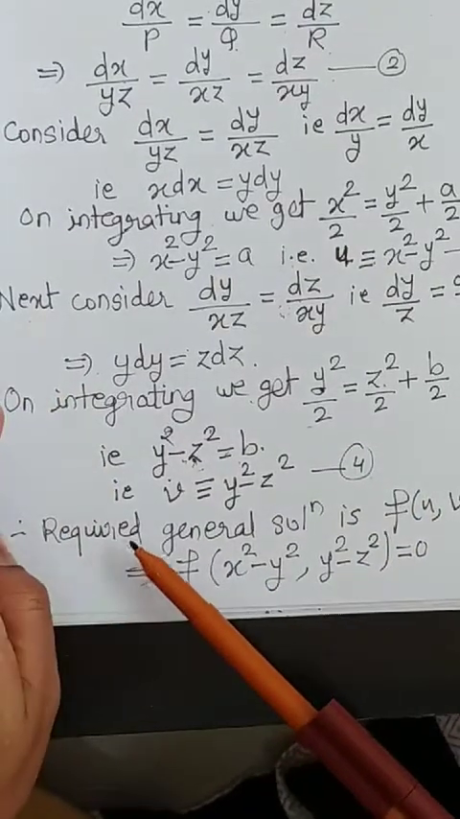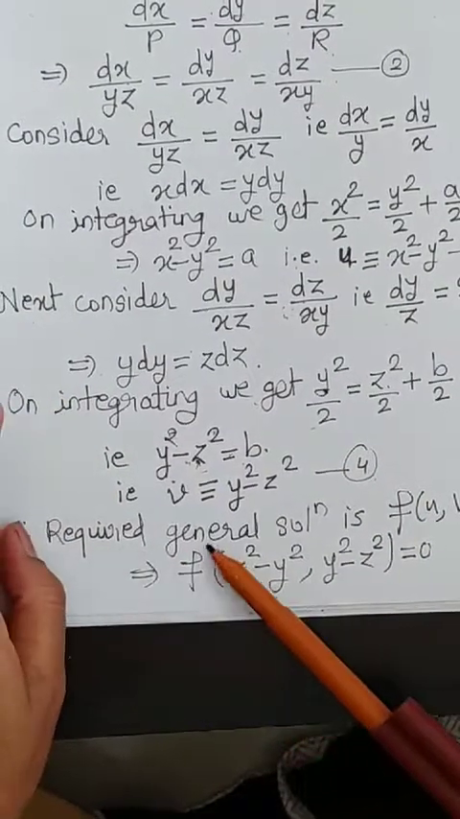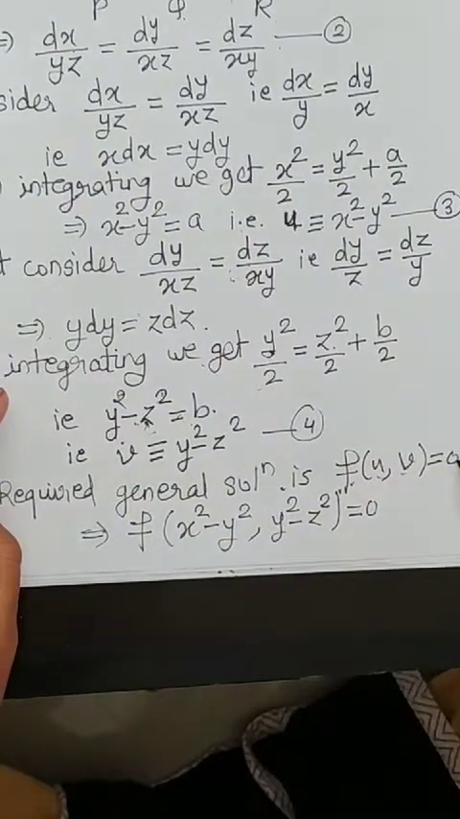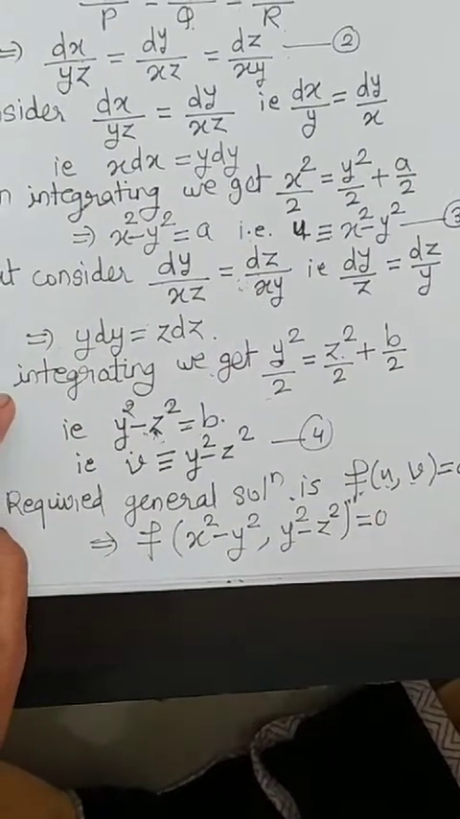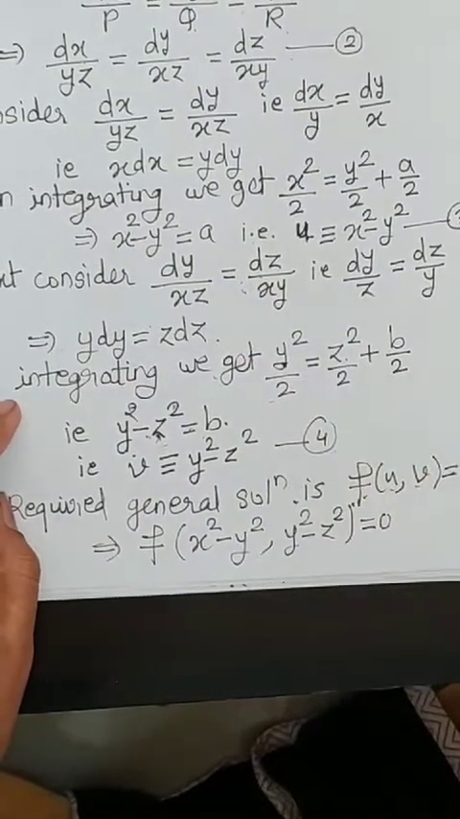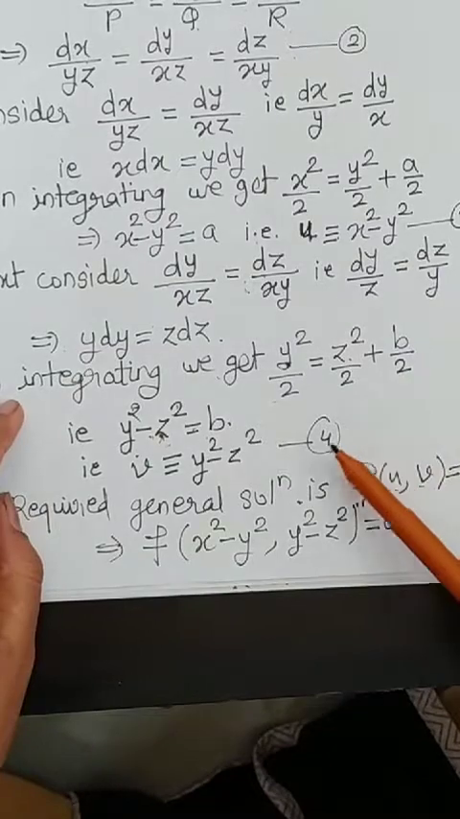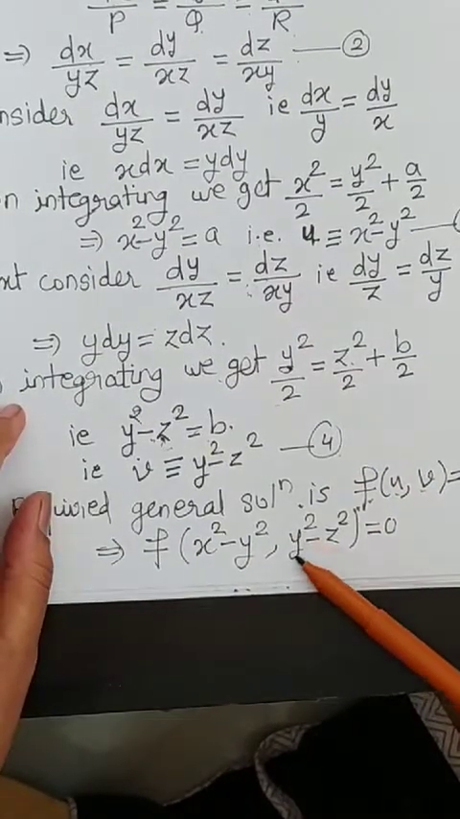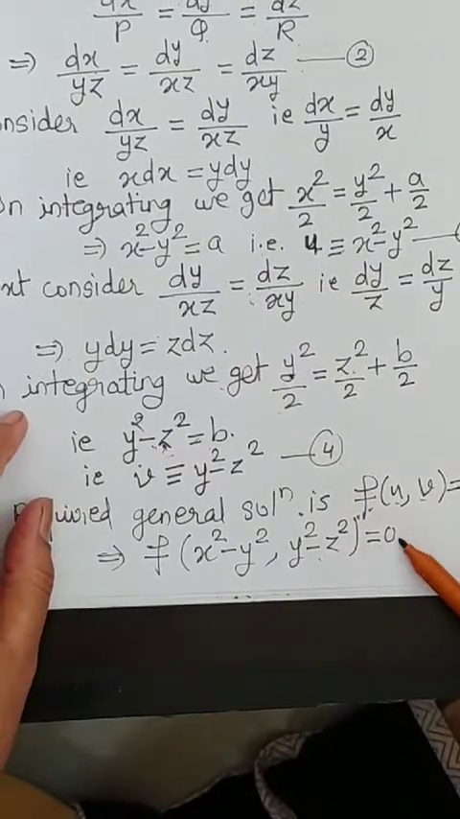So we are in the position to write the required general solution given by f of u, v equal to 0, where f is an arbitrary function. So substitute u and v by making use of equations 3 and 4. So it is x square minus y square and y square minus z square equal to 0.